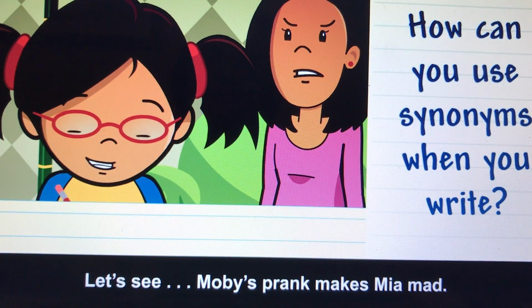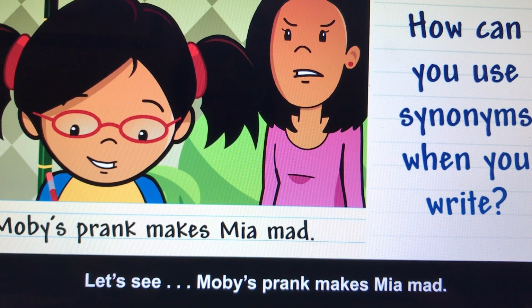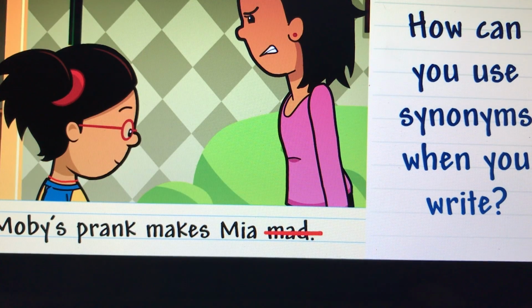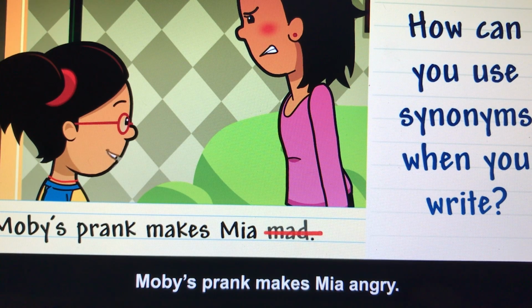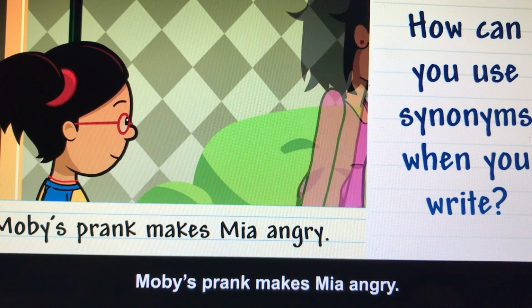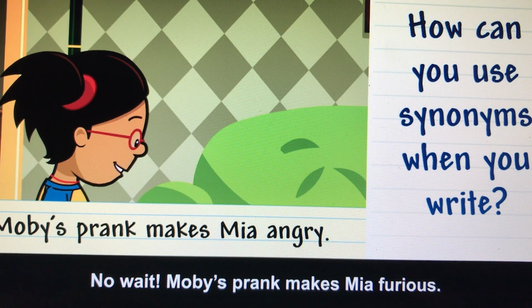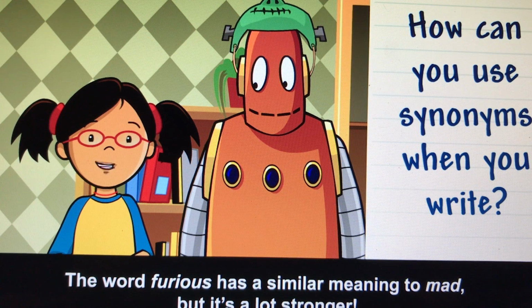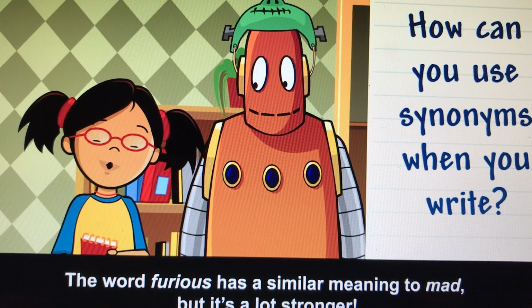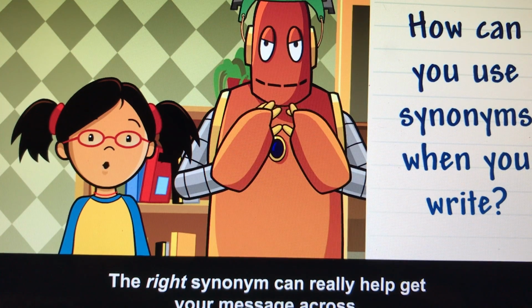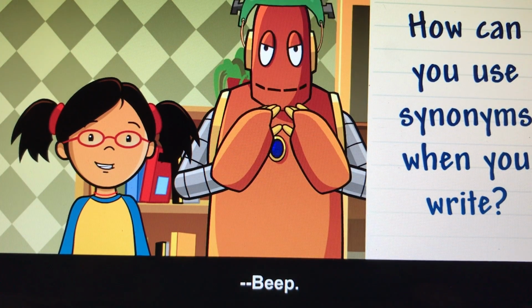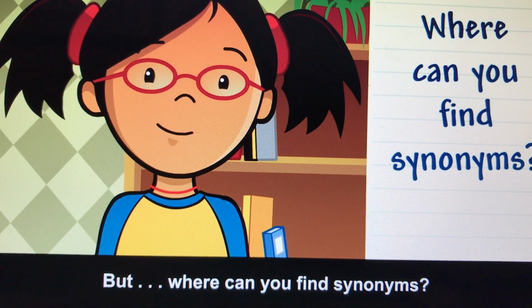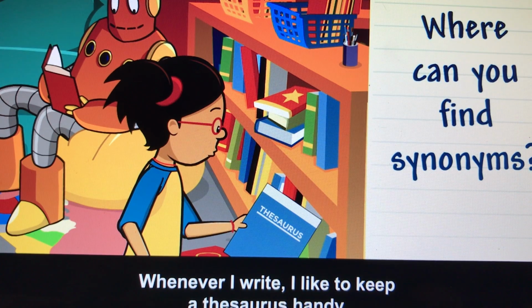Let's see. Moby's prank makes Mia mad. I can find a much better word than mad. Moby's prank makes Mia angry. No, wait. Moby's prank makes Mia furious. The word furious has a similar meaning to mad, but it's a lot stronger. The right synonym can really help get your message across. But where can you find synonyms? Whenever I write, I like to keep a thesaurus handy.